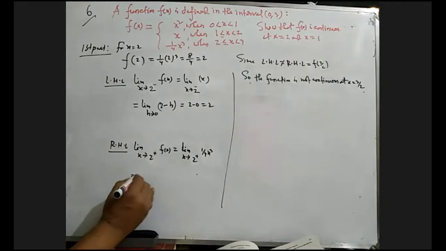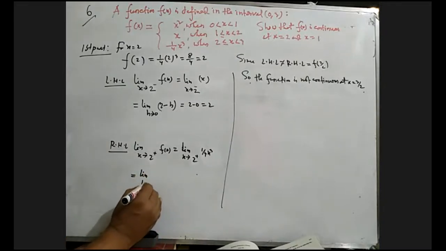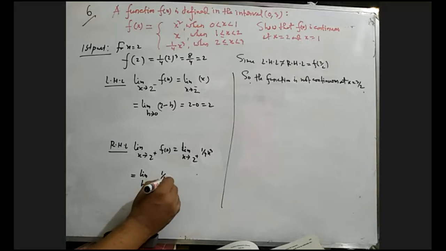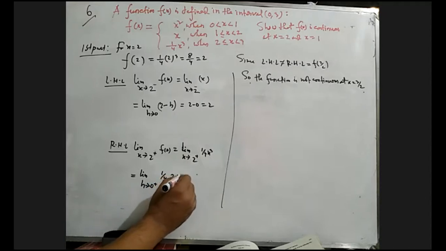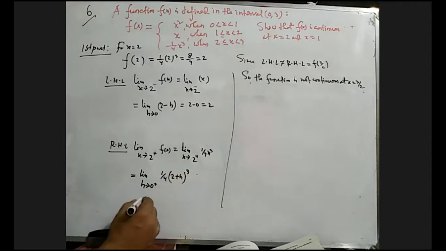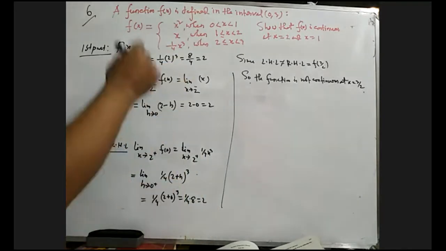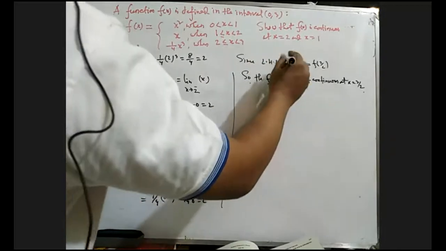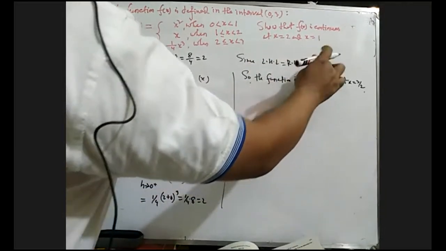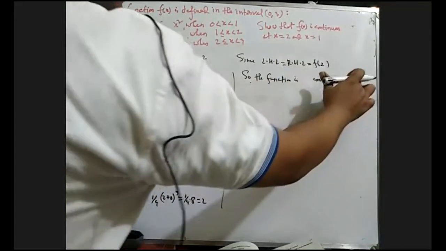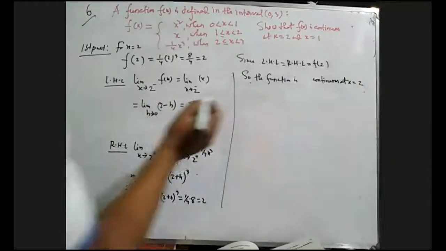Now using the h method, limit h tends to 0, x becomes what? 2 plus h. Now putting h equals to 0 here, this equals 1 by 4 into 8. That means 2. That means every value is 2. So left hand limit equals right hand limit equals f of 2. That means the function is continuous at x equals 2. This is the first part.